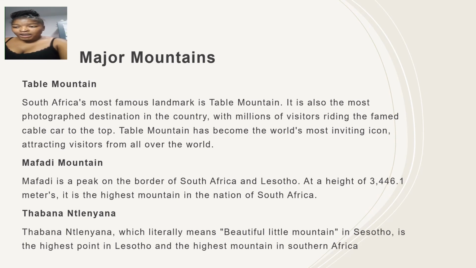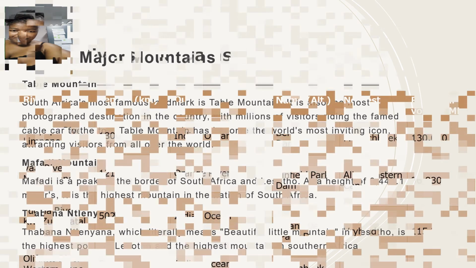Mafadi Mountain. Mafadi is a peak on the border of South Africa and Lesotho at a height of 3,446.1 meters. It is the highest mountain in the nation of South Africa. And lastly, Thabana Ntlenyana, which literally means beautiful little mountain in Sesotho, is the highest point in Lesotho and the highest mountain in southern Africa.